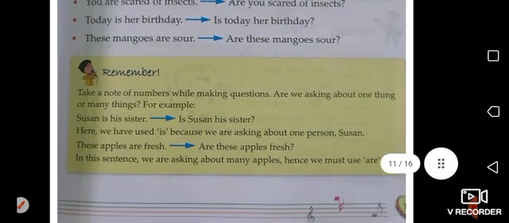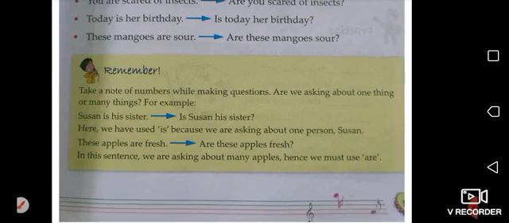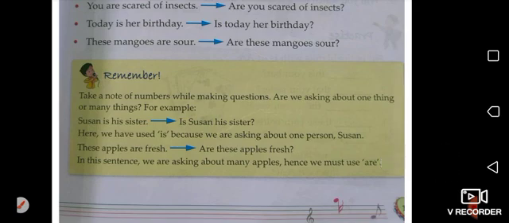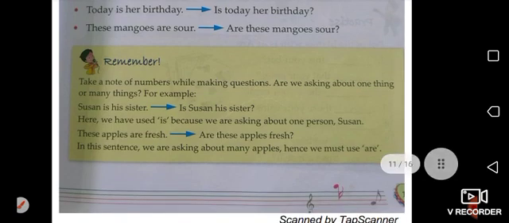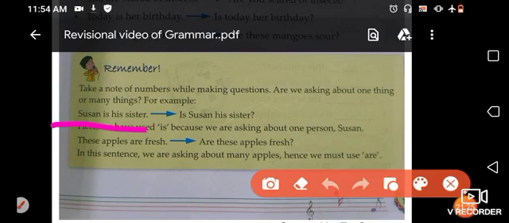Okay, so here are some facts that you should remember, that you should keep in your mind. Take note of numbers while making questions. Are we asking about one thing or many things? For example, Sushant is his sister. Is Sushant his sister? Here we have used is because we are asking about a single person, Sushant. So that is why we used is.